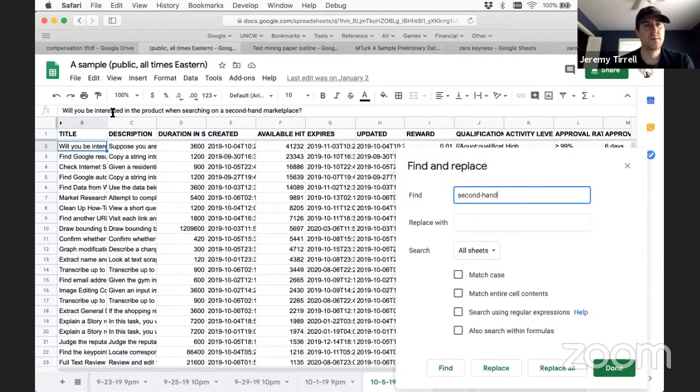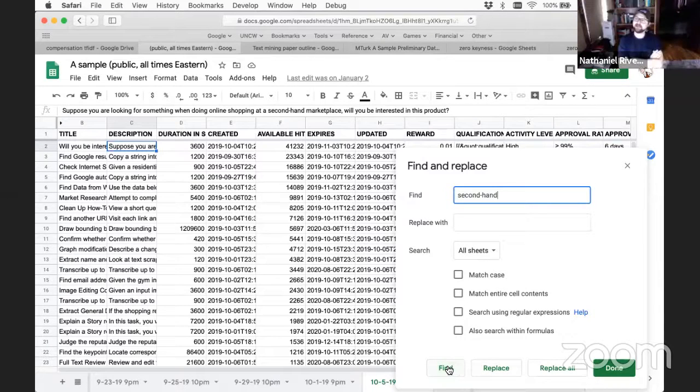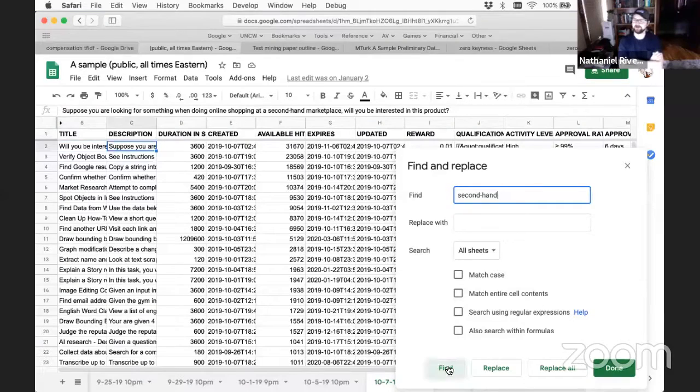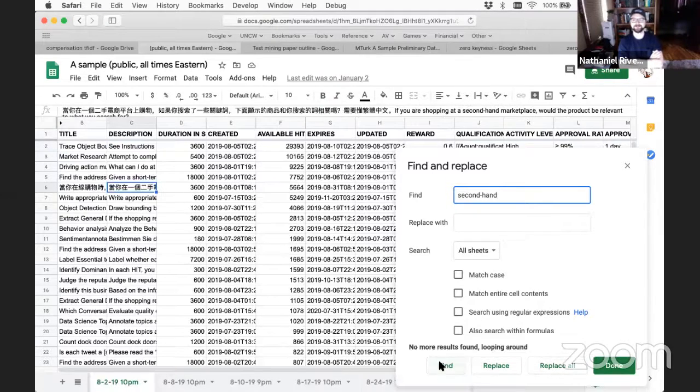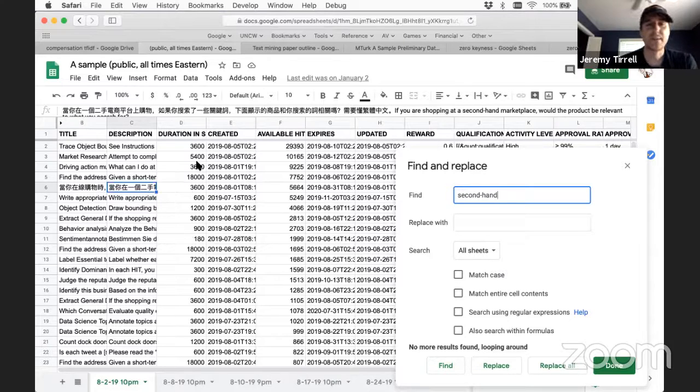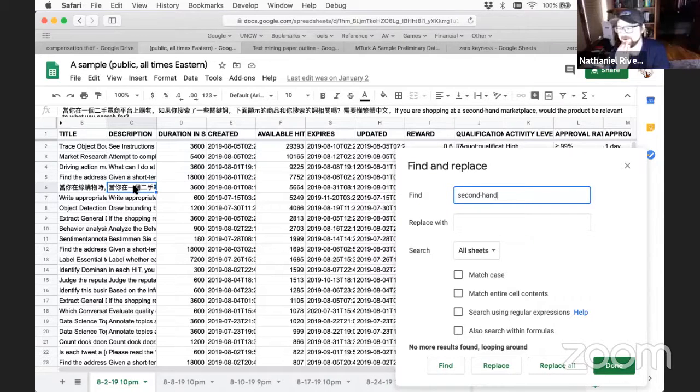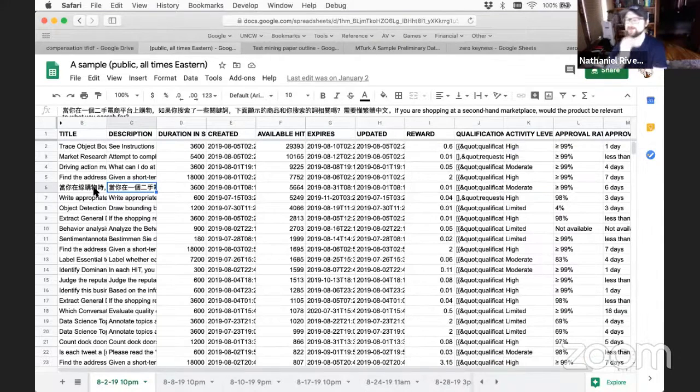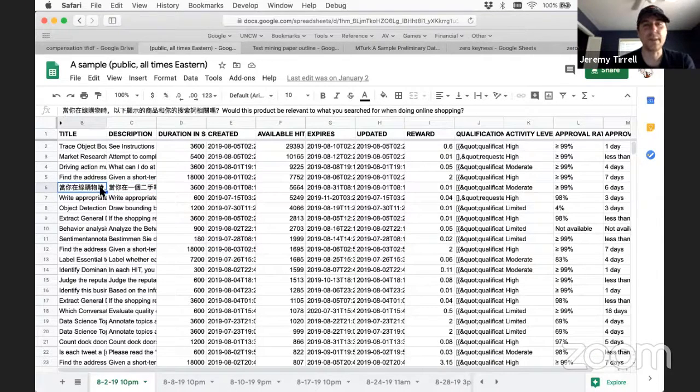Yeah: will you be interested in the product when searching on a secondhand marketplace? Suppose you're looking for something when doing online shopping at a secondhand marketplace. So let's look at another one. Would that be like, I like this on Amazon, but I wouldn't buy it on another site? I would buy this at a grocery store, but I wouldn't buy it from a street vendor. That's an interesting question, because if you look at this, look where it appears.